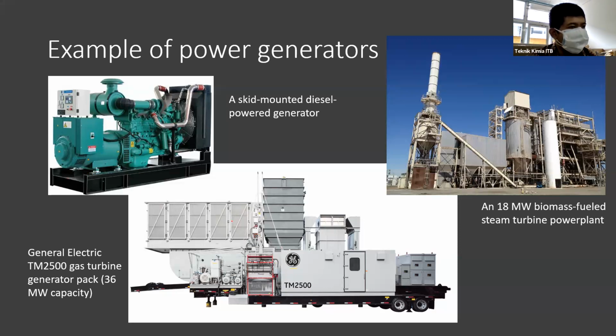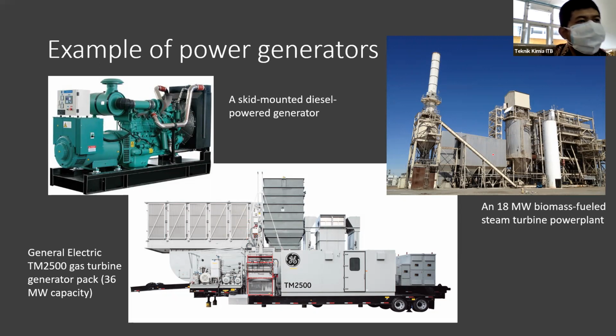This one is the gas turbine. As you can see here, a gas turbine always needs quite sophisticated control compared to the diesel engine, because it works at very high temperature and very high RPM. That needs to be controlled very carefully.